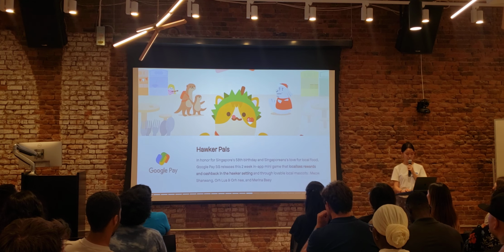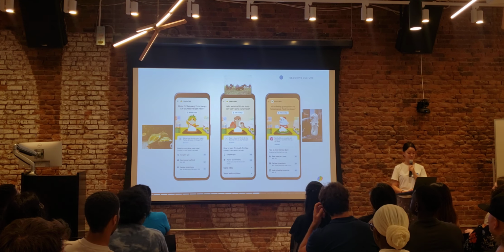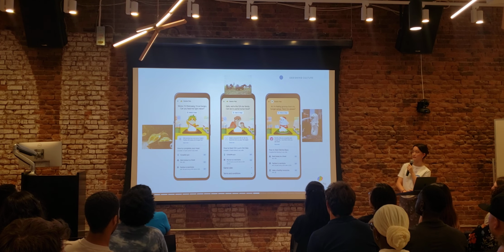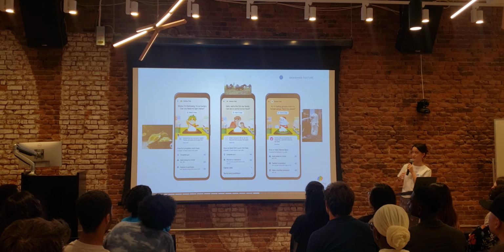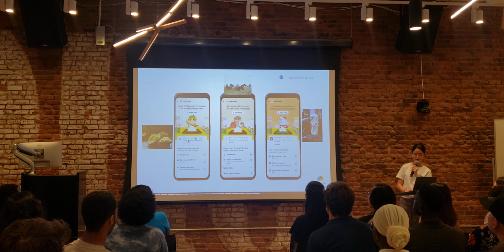We have three cute characters. You can see right here, the first one is Mao Shang Wang, which in Chinese refers to durian. It's a local fruit that we all love. And Meow is like a cat, so that's where they got the inspiration from.